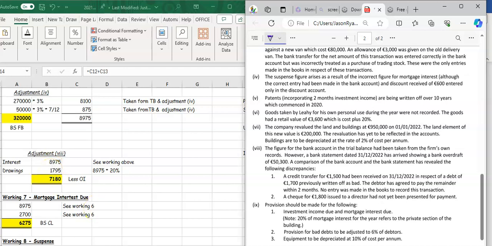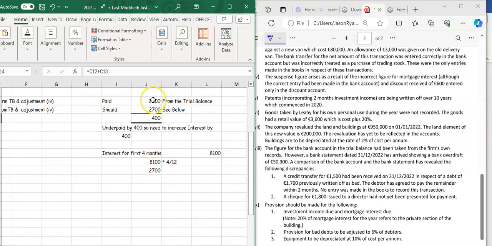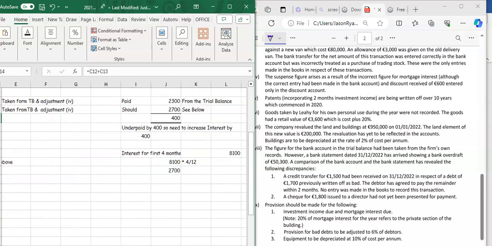And then I found out how much I should have paid for the first 4 months. So we paid 3,200 from the trial balance, should have paid 2,700. That was taken to 8,100 from this adjustment here. Remember that 8,100 is for the year. So for the first 4 months, I need to find out of this 8,100, how much the mortgage interest should have been. So it should have been 2,700. So that's a difference of 400.